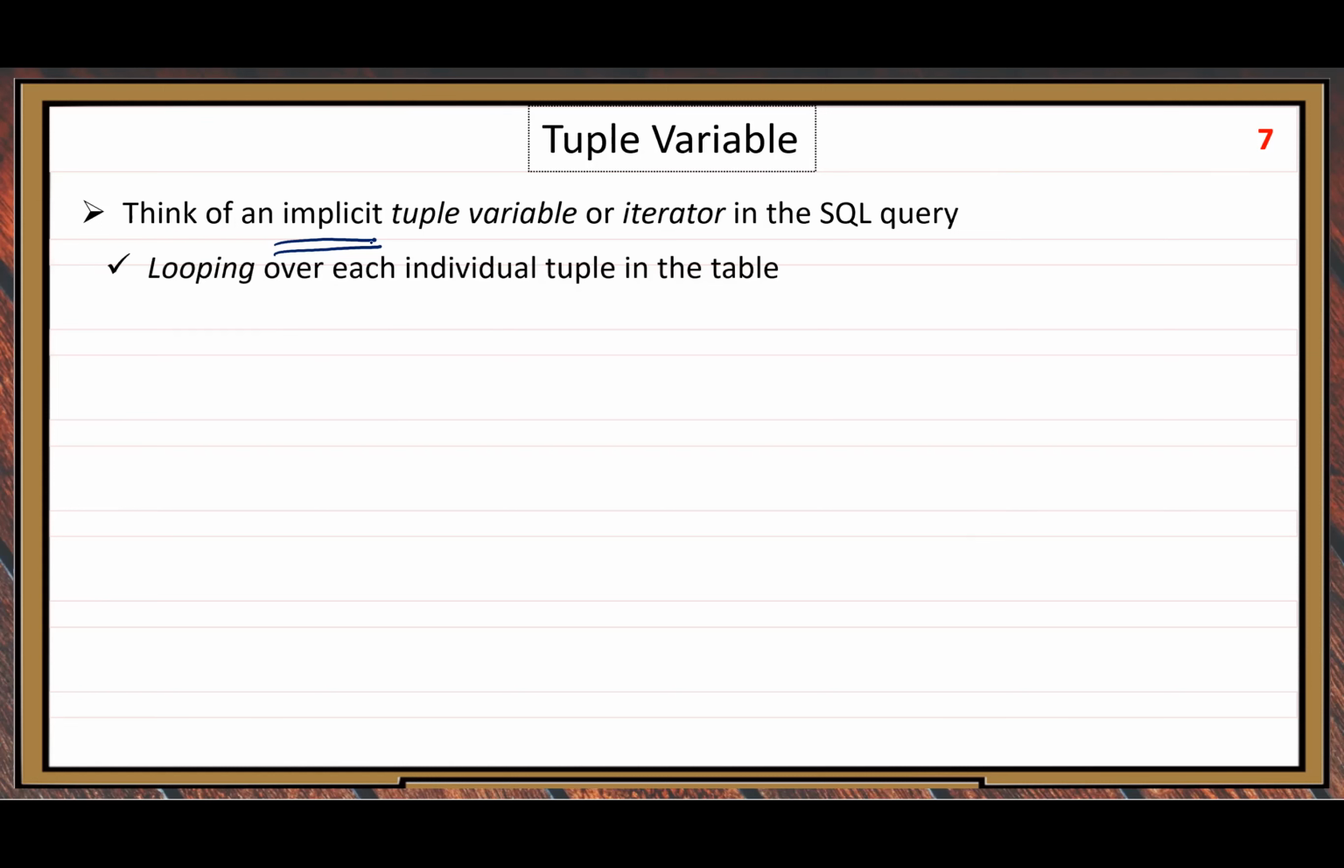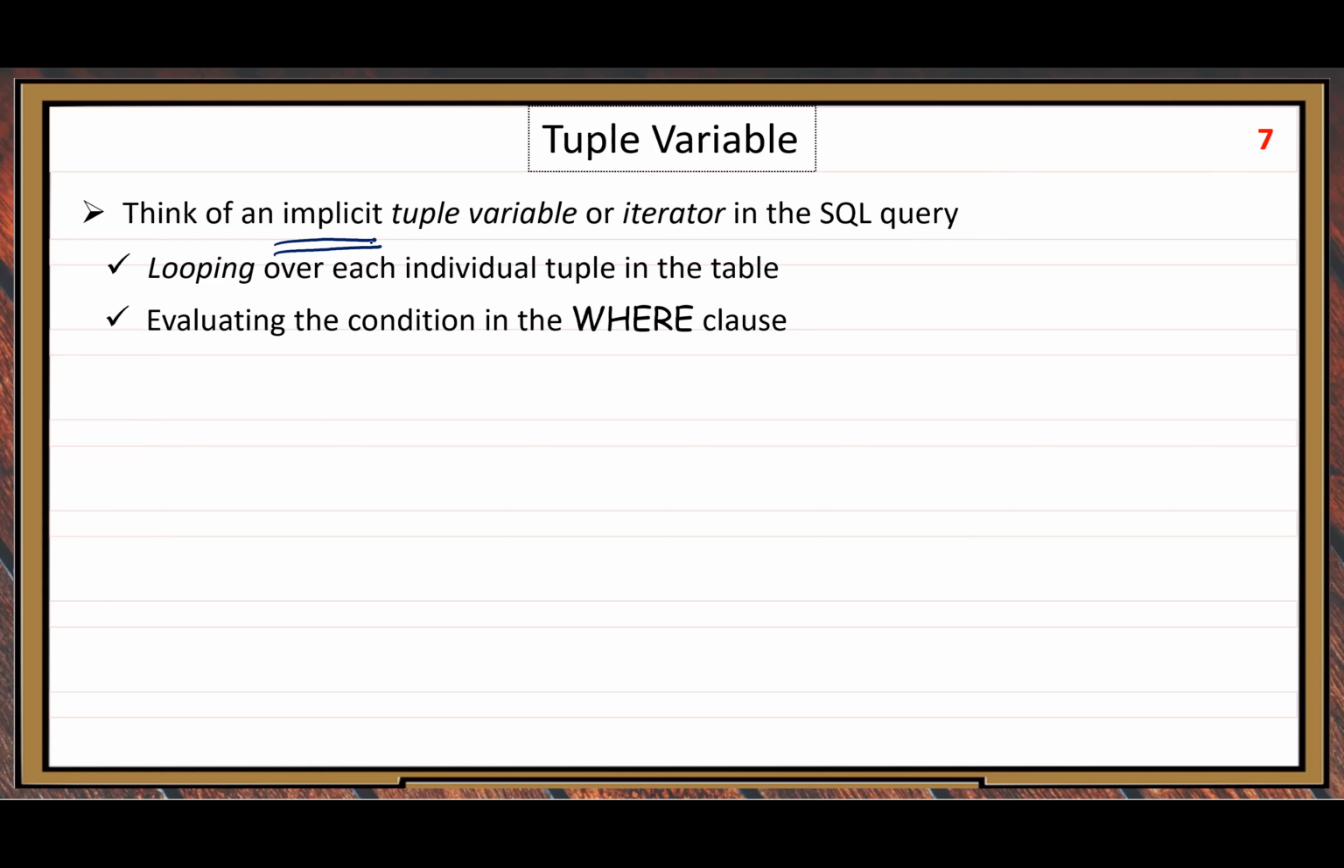Looping over each individual tuple in the table. The first time you process the first tuple, second time, second tuple, and so on, in the natural order. Although we know the order is not important, right? In a table, the order is not important. We treat it as a multi-set, so the order is not important. But you need to have a processing order, right? One after another. So just some natural processing order.